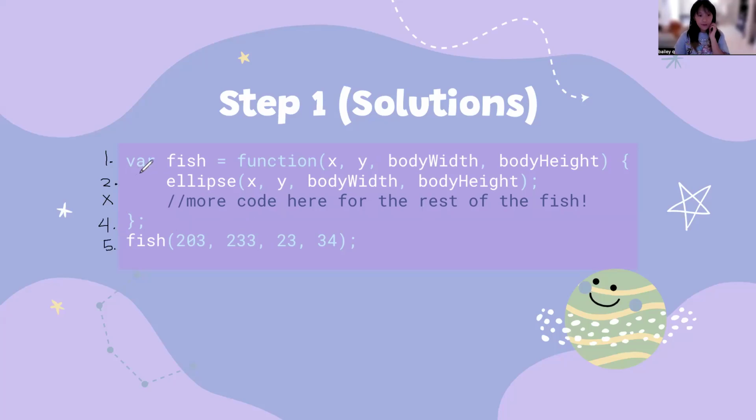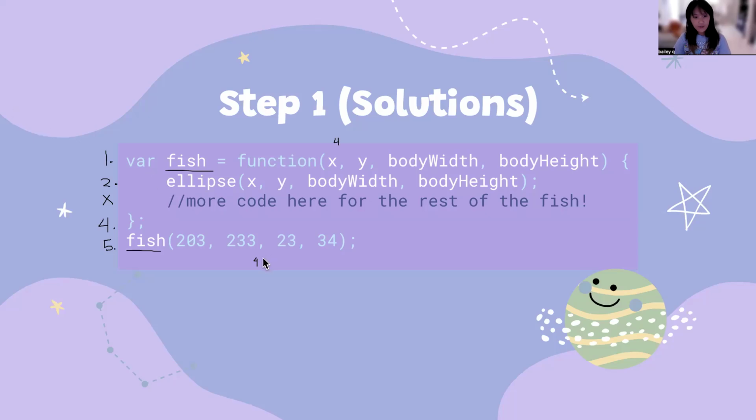So here for line 1, var fish equals function xy body width body height. Here we declare our function, it's called fish. And our function has xy body width body height. It has 4 parameters. You can see this directly correlates with down here in line 5, our name is fish, and we have 4 parameters. Here we have an ellipse and it just says xy body width body height.